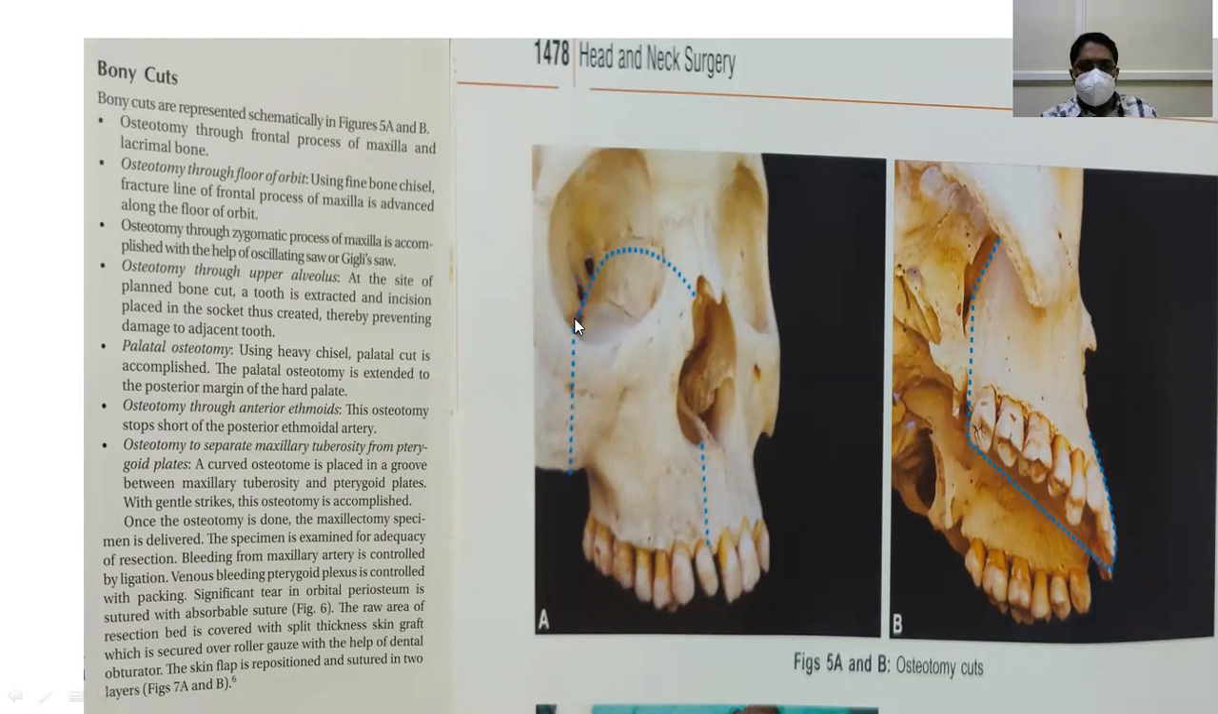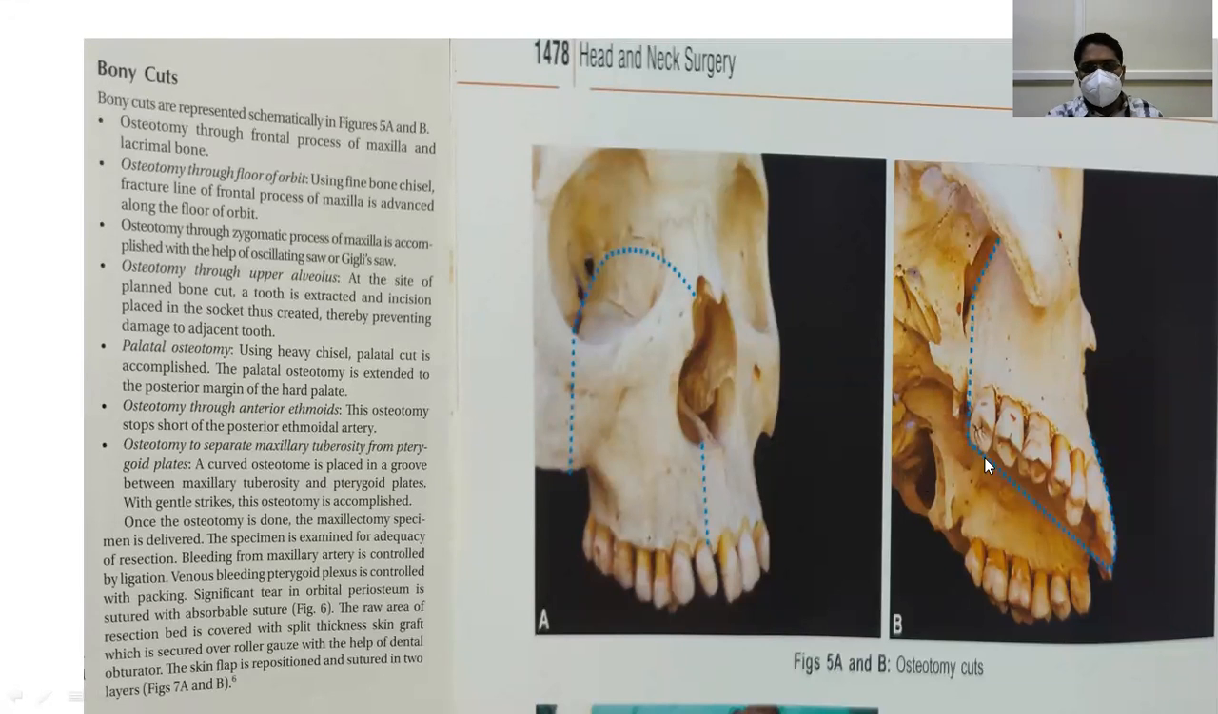Osteotomy to the floor of the orbit, mainly through the frontal process of the maxilla. See, this is the frontal process of the maxilla and lacrimal bone, along the lacrimal bone, along the floor of the orbit, and one more is along the zygomatic process of the maxilla, and here the upper alveolus, and palatal osteotomy. This is palatal osteotomy. These are the bony cuts of the maxillectomy. See, like this.